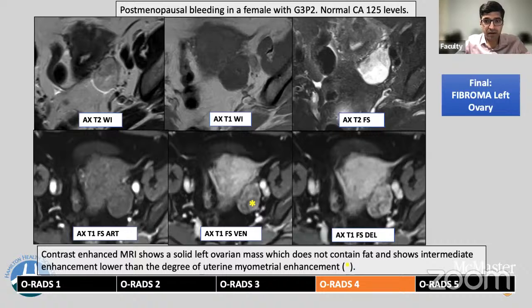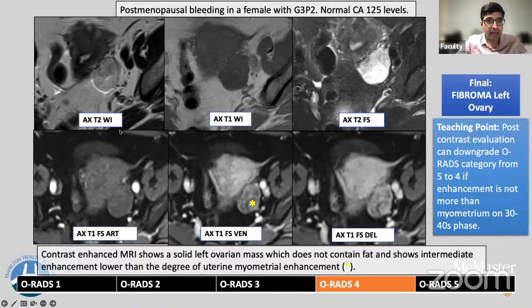This ultimately turned out to be a fibroma of the left ovary. Again, for certain conditions where you can be fairly specific, irrespective of the O-RADS category, you can give your diagnosis. As in this case, you can be fairly confident saying that it probably looks like a fibroma of the ovary.